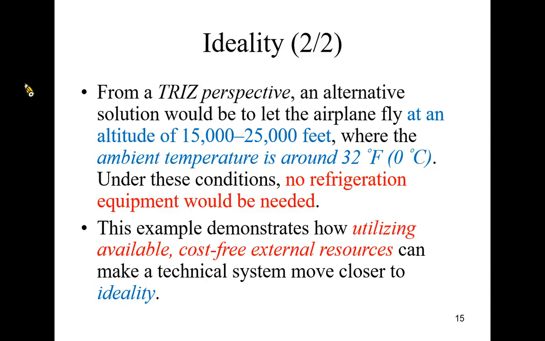We let the airplane fly at an altitude of about 25,000 to 50,000 feet, where the temperature is about minus 22 F, or minus 30 degrees C. Under such temperature, the meat can stay frozen. We don't need any refrigeration equipment. So this example tells us how utilizing available cost-free resources can make the technical system move closer to ideality.